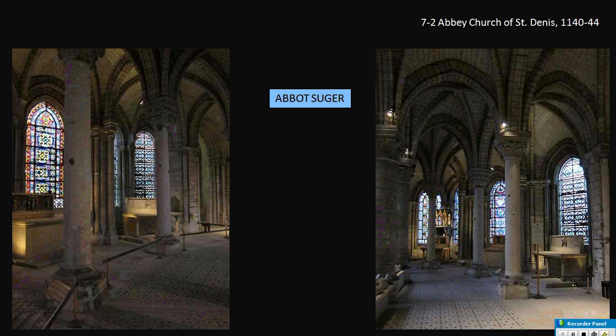And this is where we're really fortunate as historians in that we know what he planned to do and why he planned to do it. And he basically said that the old church was way too small. Tear it down, let's build a new one. Right? So the new one is the first Gothic church.